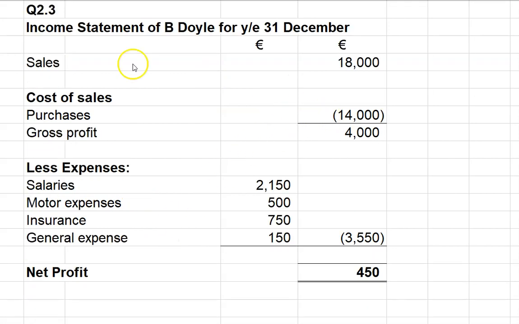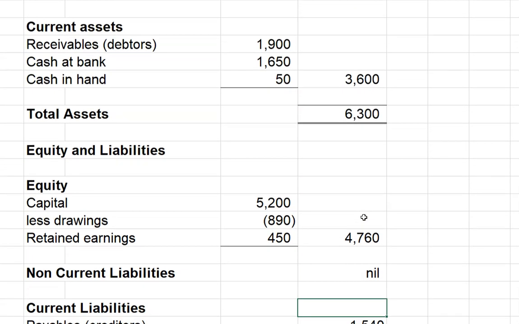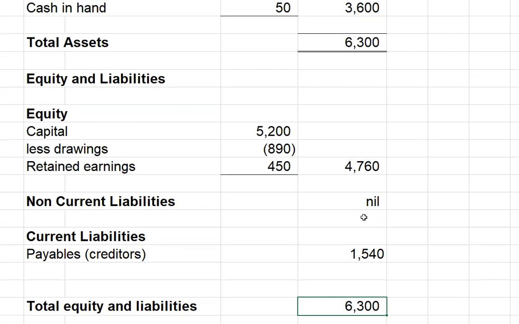So there is the income statement. Net profit of 450. And here is the statement of financial position, which is our assets, which are divided between non-current and current. On the top half is the total assets, 6,300, and the bottom half of the statement of financial position should equal 6,300 as well, which it does, and it's made up of equity and liabilities. And liabilities are divided between non-current and current.